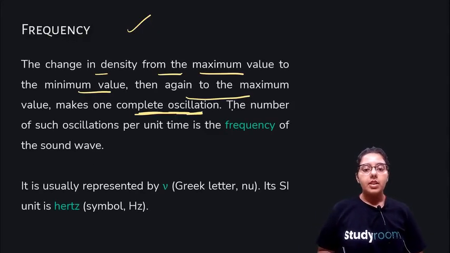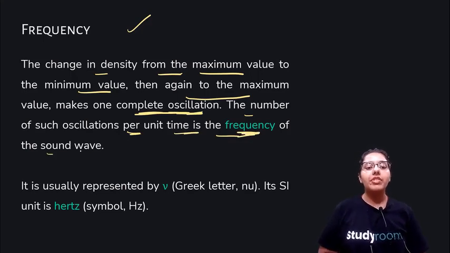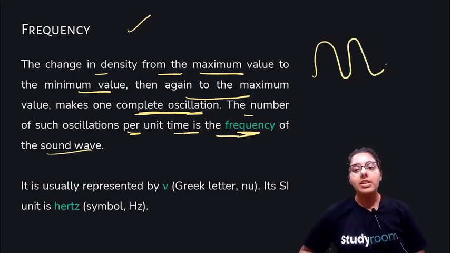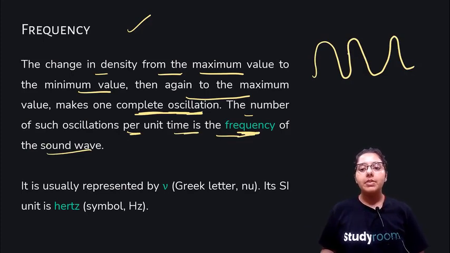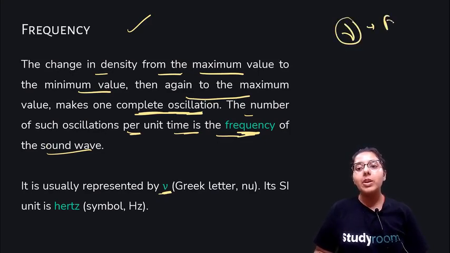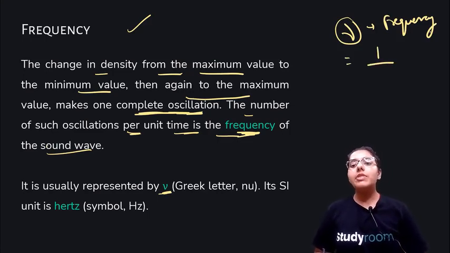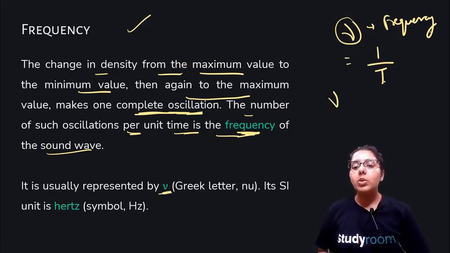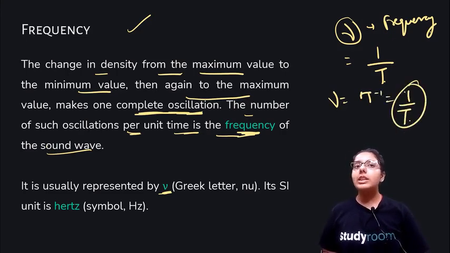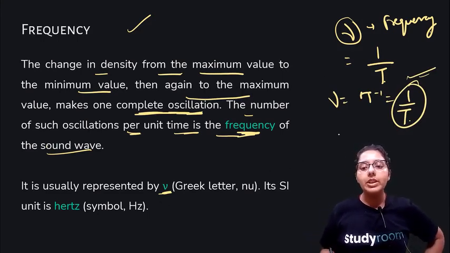The number of such oscillations per unit time is the frequency of the sound wave. The number of times this oscillation is repeated is known as its frequency. It is usually represented by nu. We represent frequency by nu. And it is actually the inverse of time period. So frequency equals T inverse, which is 1 upon time period. If you know the time, you can tell the frequency. So what is the unit of frequency?